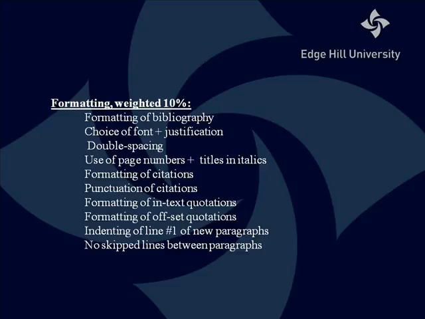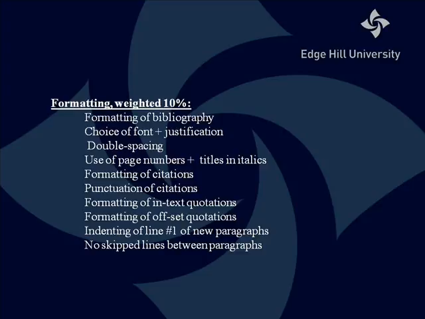Please remember to include enough sources. I mean, we're looking for 10 or more. That's not counting the primary texts. Next, the choice of font and justification: that's Times New Roman or Arial, and justified means that the text reaches both sides of the page, so there should be a straight line of text down the left and a straight line of text down the right.